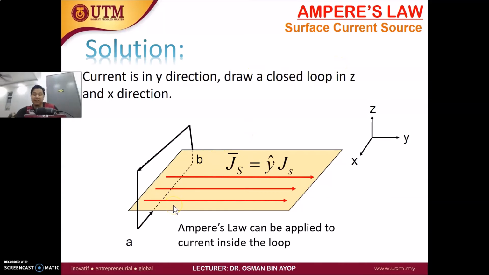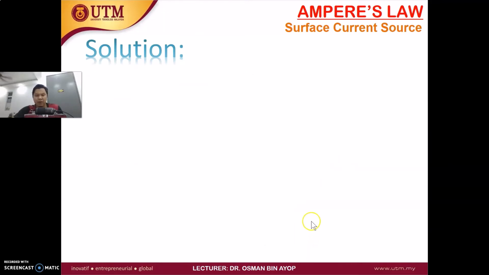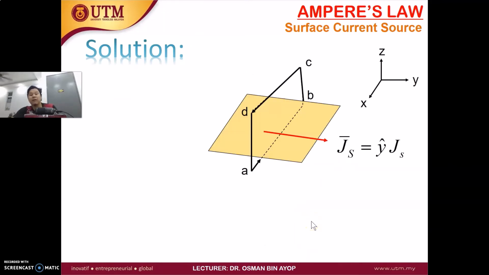If you see from this figure, we can draw a loop from A to B, B to C, C to D, and D to A. So this is a closed loop. Ampere's law can be applied to the current inside the loop, so we only consider this loop. Let's go into a small loop. We take a partial of our surface. Let's say we have a Js here, and we draw a loop.